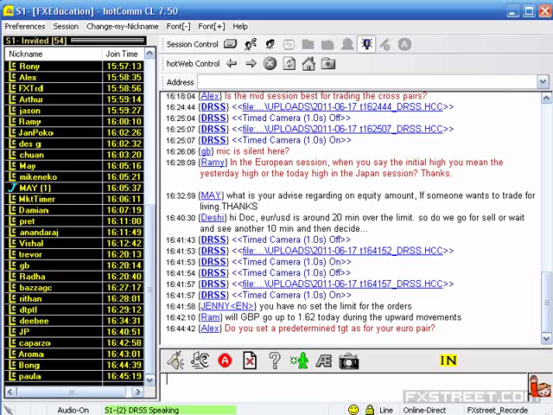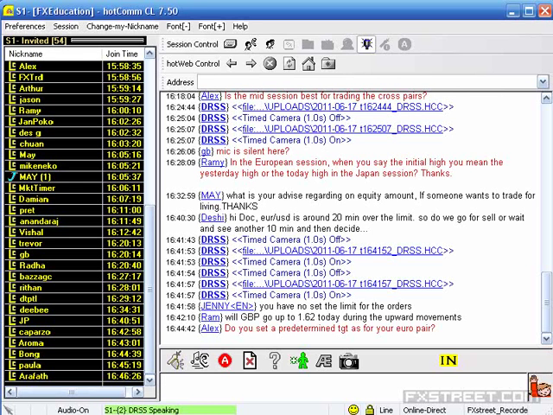Then, what is your advice regarding the equity amount if someone wants to trade for a living? See, if somebody wants to trade for a living, obviously you know the cost of living in your particular area. Say, for example, in a month you may have to spend about $3,000 or $4,000 to lead a very decent life. Then you should be able to earn that much. And if this earning becomes about 1 to 2% of your total equity, then that means you are a consistent trader.